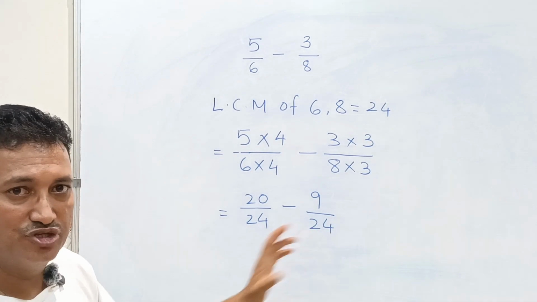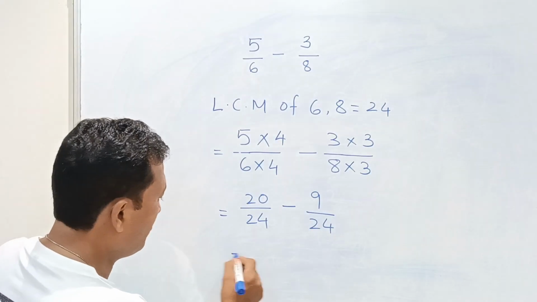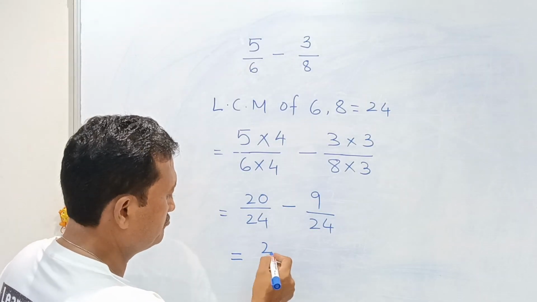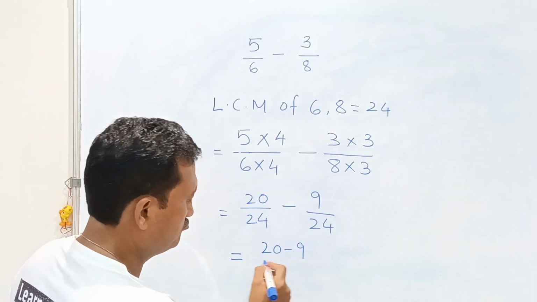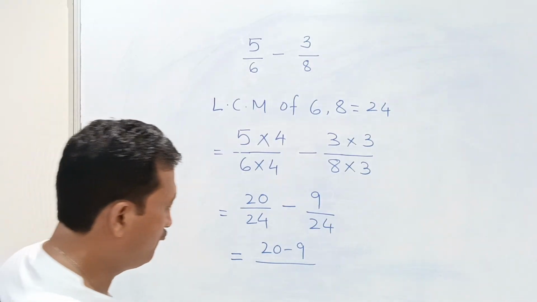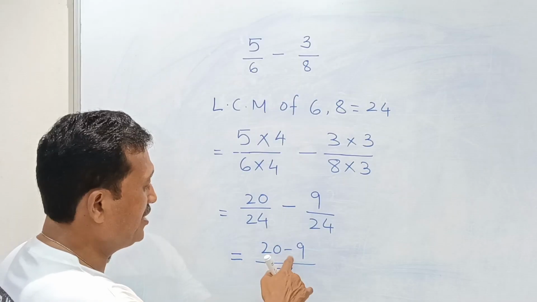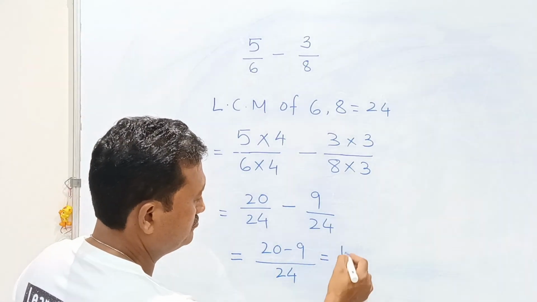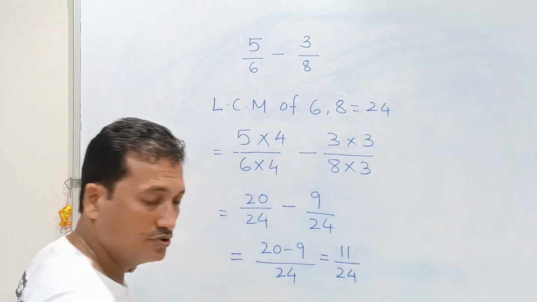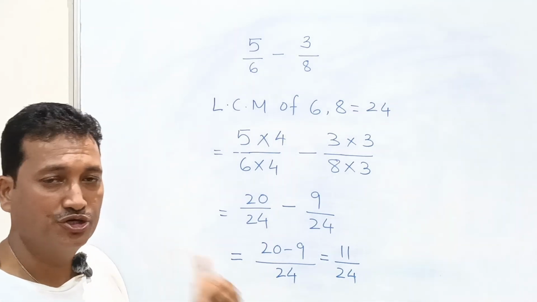Now both the fractions have the same denominator, so it's easy to subtract. Subtract the numerators, that is 20 minus 9, and keep the same denominator, that is 24. 20 minus 9 is 11, so the answer is 11 upon 24. So this is the way we subtract two fractions when they have different denominators.